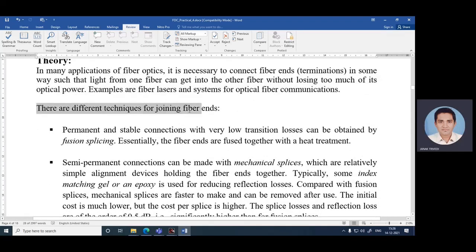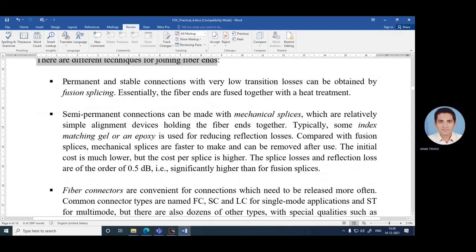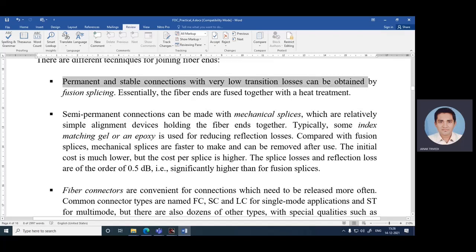There are different techniques for joining fiber ends. Permanent and stable connection with very low transmission losses can be obtained by fusion splicing. Essentially, the fiber ends are fused together with a heat treatment.